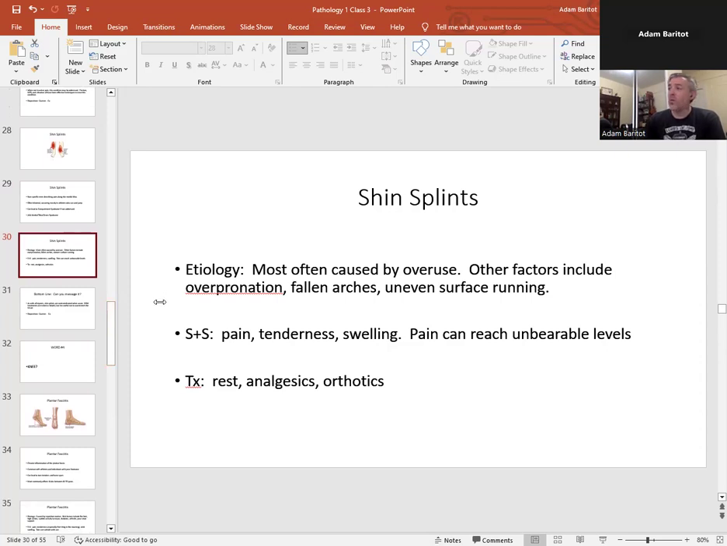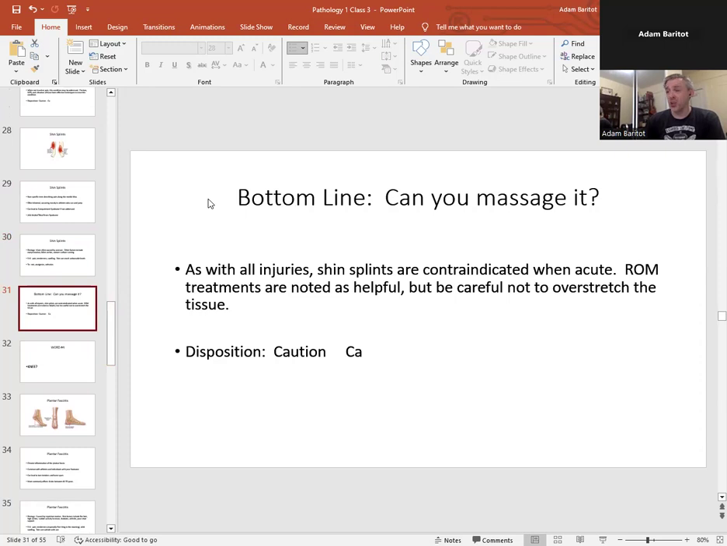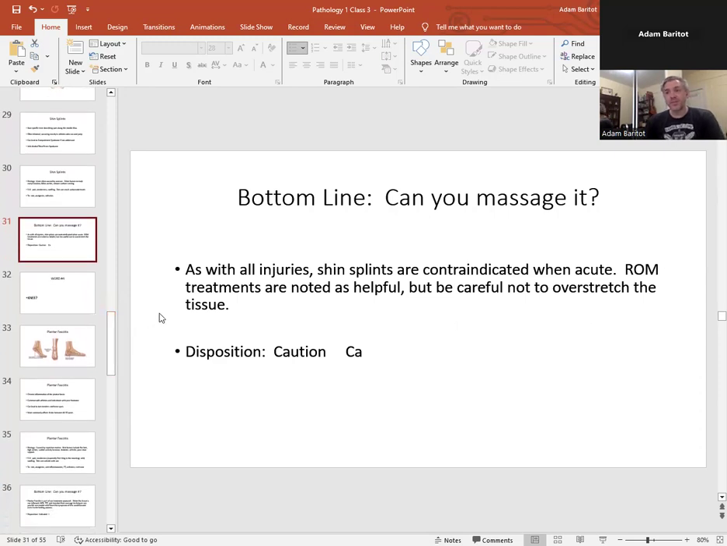Bottom line, what was the disposition for compartment syndrome? That was a caution. Disposition for shin splints is also going to be a caution. Again, range of motion treatments are noted as helpful, but be careful not to overstretch the tissue as it may lead to tearing.